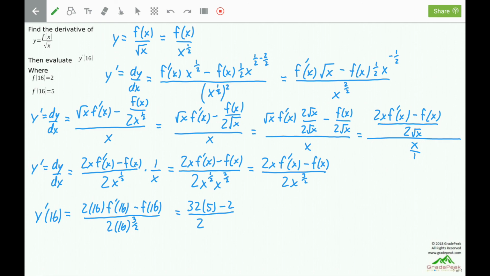16 to the 3/2 means take the square root of 16, which is a 4, and then cube that result. Then the numerator, 32 times 5, that's 160, minus 2, over 2 times 4 times 4, 16 times 1 more 4 is a 64. 160 minus 2 is 158. 2 times 64 is 128. Both of these are even, so they're reducible by at least a 2. If we divide by 2, the numerator will become a 79, and the denominator will become a 64. And there's no further common divisor between those, so we will leave it as 79 over 64.